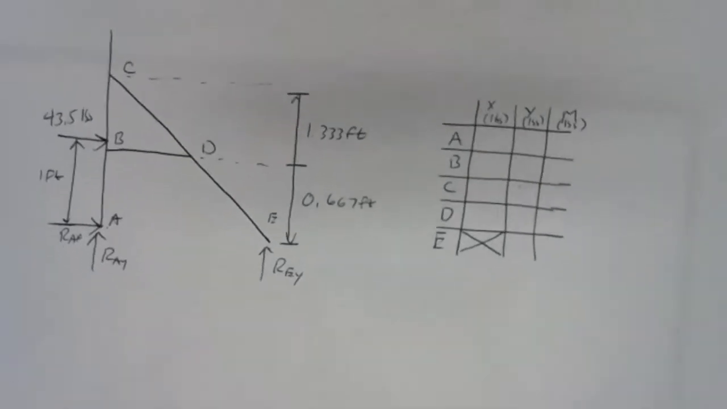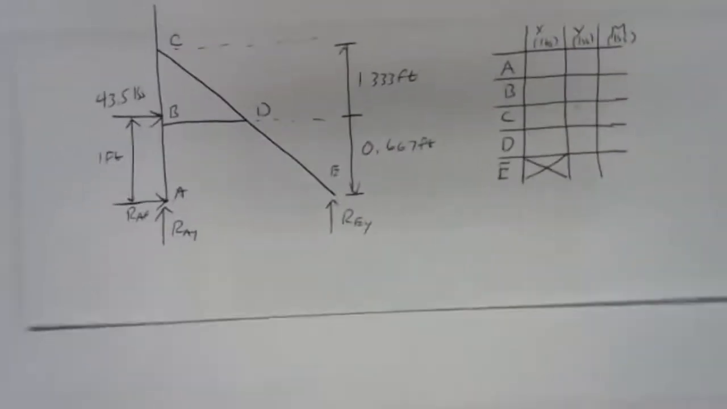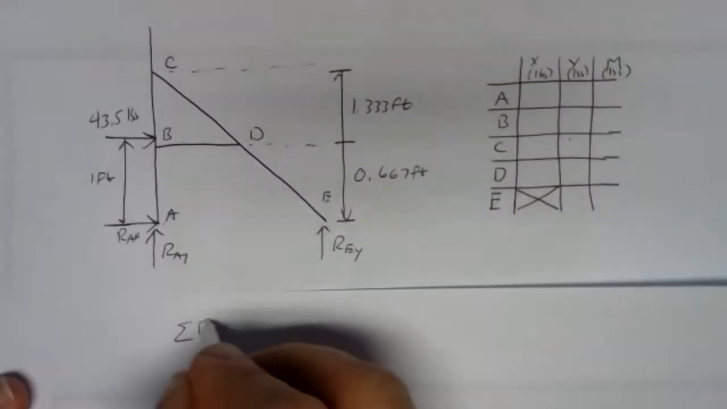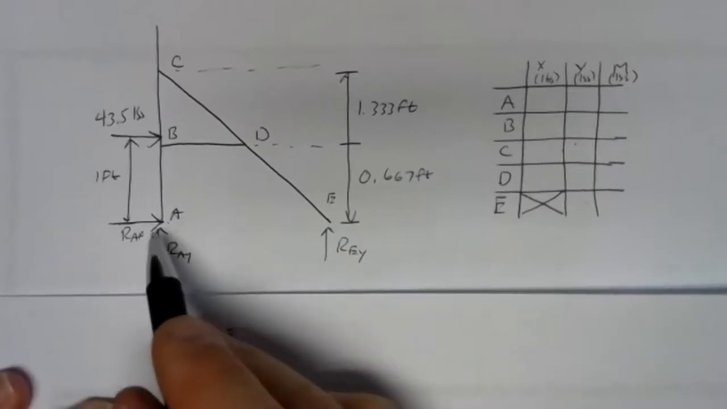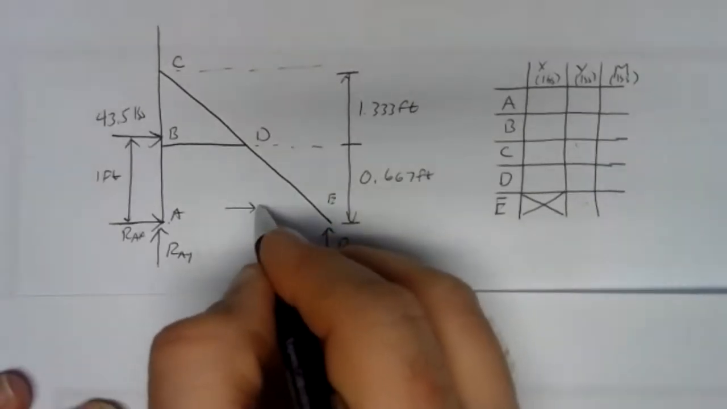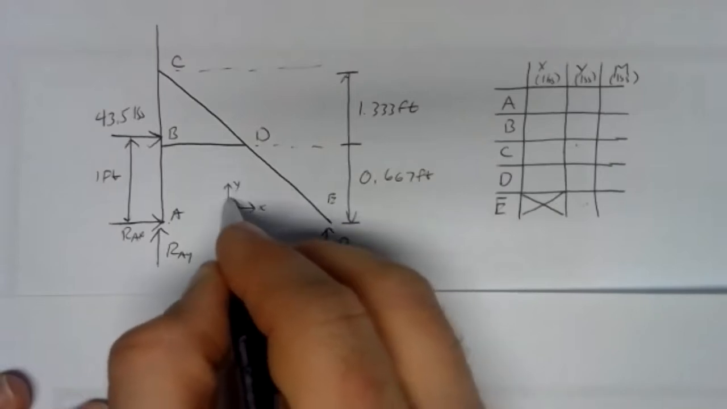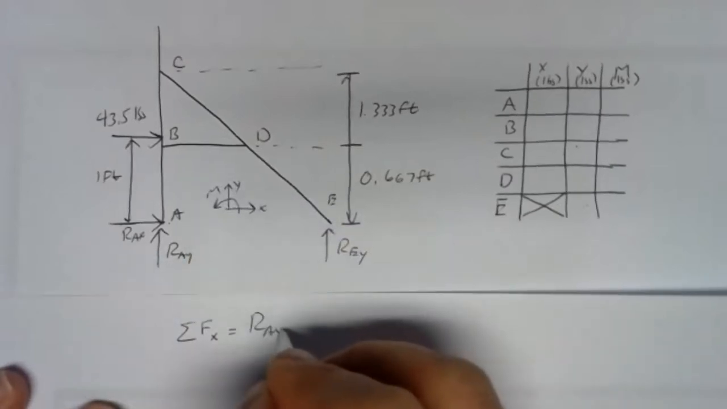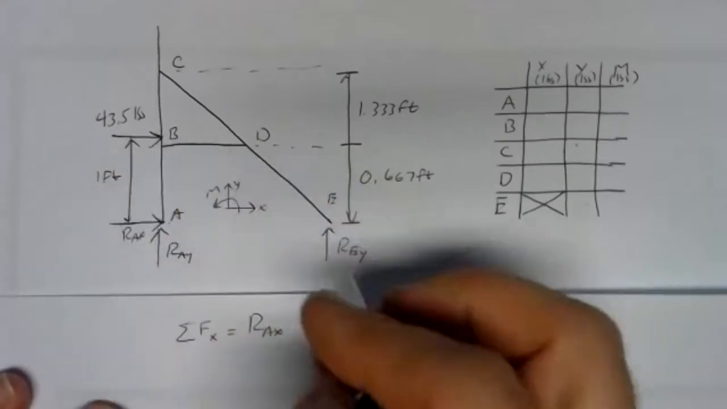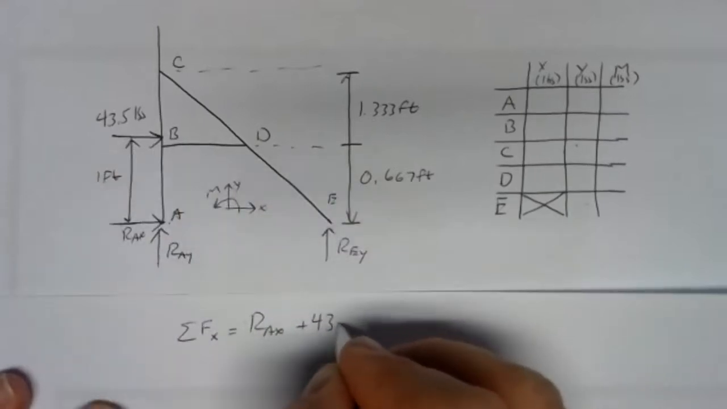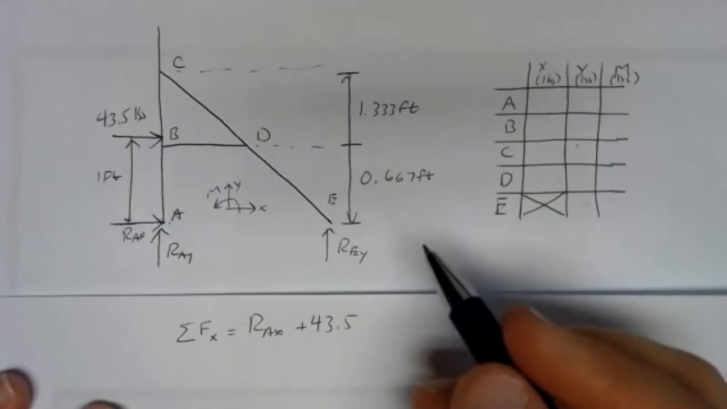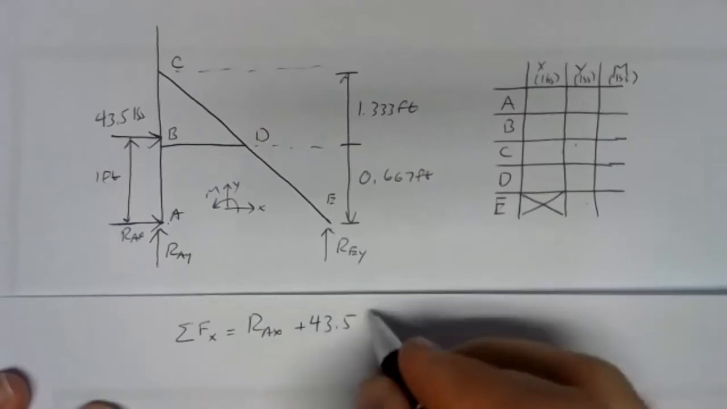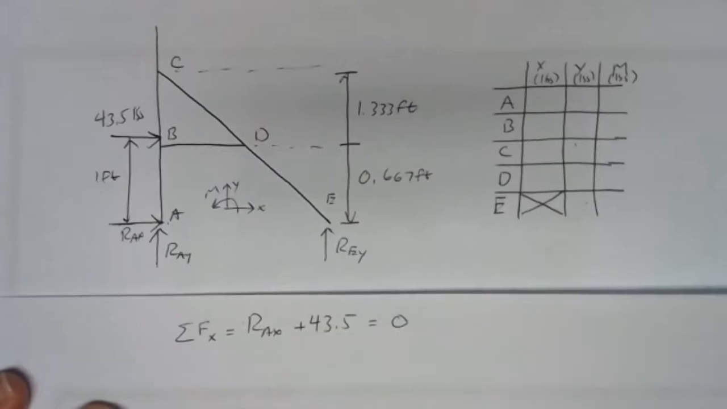So let's do our equations of equilibrium. So we have our sum of forces in the X direction. We have a positive RAX, and I'll draw my coordinate system here. We have a positive RAX. We have a positive 43.5 pounds. And we have nothing else. So nothing else in the X direction, so that gives us an equation.